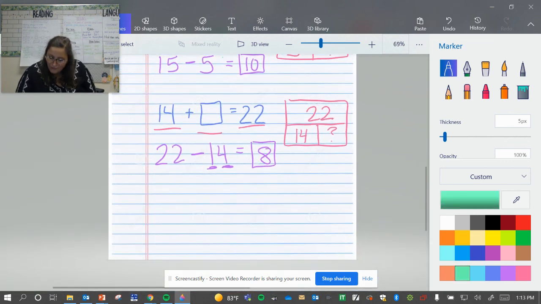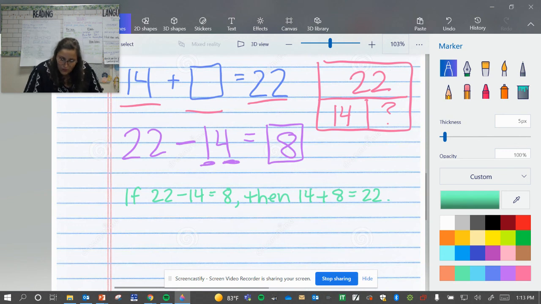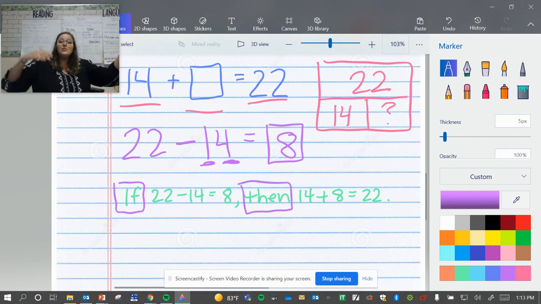So if I know, we're actually going to write a sentence. We're going to say, if 22 minus 14 equals 8, comma, then 14 plus 8 equals 22. And I want you to put a box around if and a box around then. This is a cause and effect. Something happened, so something happened after that. So if I know this, then I know this. Okay? So it's a relationship. It's a cause and effect. It's how the facts are related.